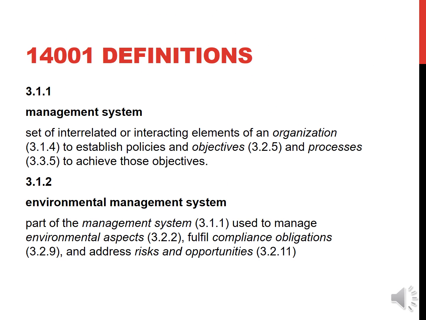There are a couple of definitions that are important. We see that ISO defines a management system as a set of interrelated or interacting elements of an organization to establish policies and objectives and processes to achieve those objectives. An environmental management system is, interestingly enough, a part of the management system that's used to manage environmental aspects, fulfill compliance obligations, and address risks and opportunities.